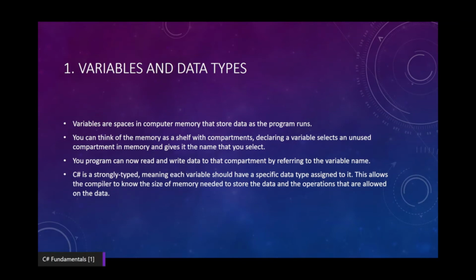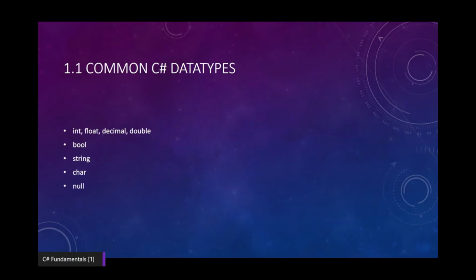Variables are spaces in computer memory that store data as the program runs. You can think of memory as a shelf with compartments. Declaring a variable selects an unused compartment in memory and gives it a name that you select. So your program can now access data that is stored in memory by referring to the variable name that you would have selected. As mentioned before, C# is strongly typed, which brings us to the next part, data types.